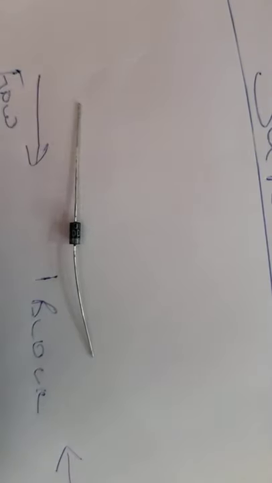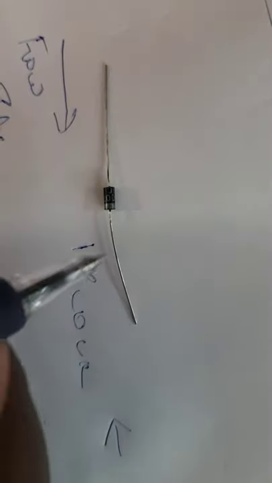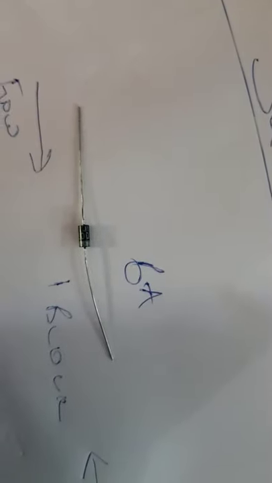So 5 amperes can pass in this direction, but it will have a reverse blocking current of, say, 6 amperes in this direction. Now if anything above 6 amperes comes, it is going to damage the diode. It is going to burn up the diode, and then the diode has to be replaced.